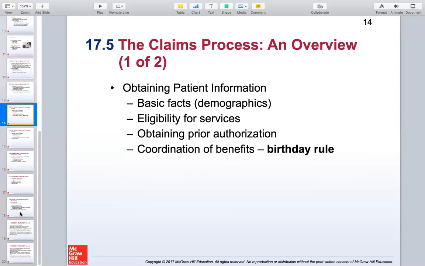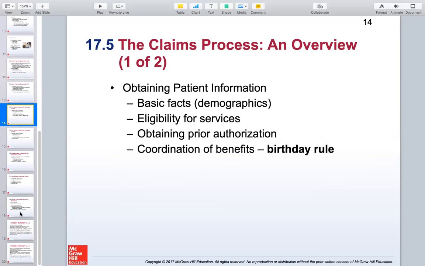We want to make sure that we are checking ahead of time what the patient's eligibility for services are, and if a prior authorization is needed, that we're checking that before the services are rendered. When it comes to coordination of benefits, we use what's called the birthday rule. Sometimes patients will have more than one insurance plan. They will have a primary insurance and a secondary insurance.